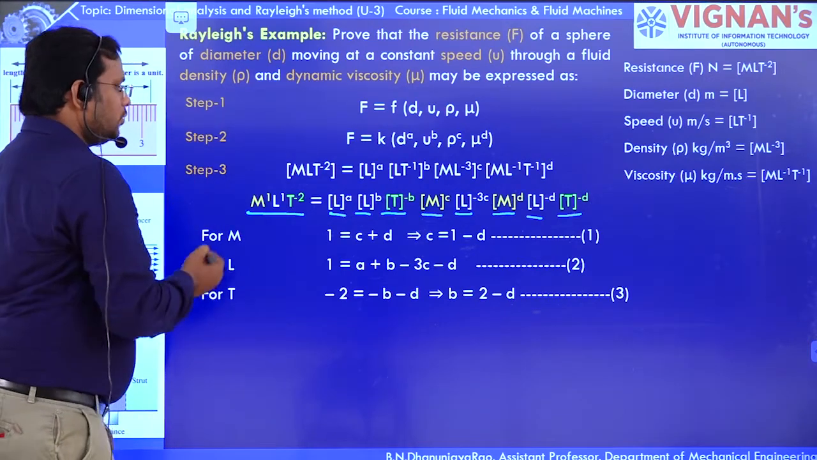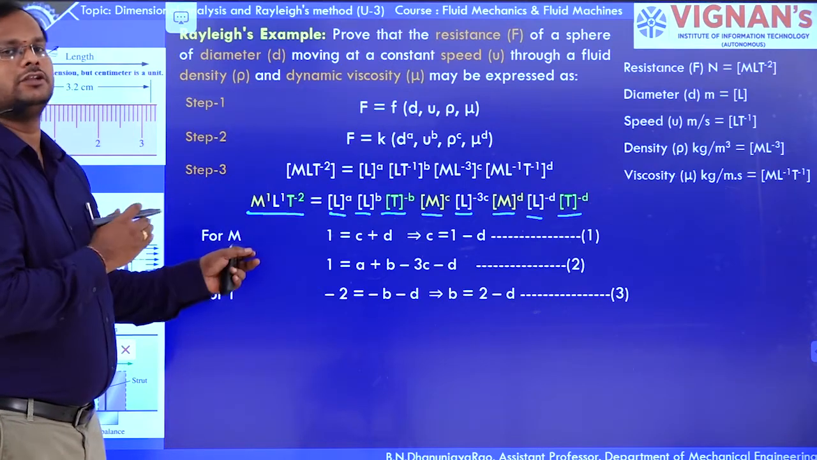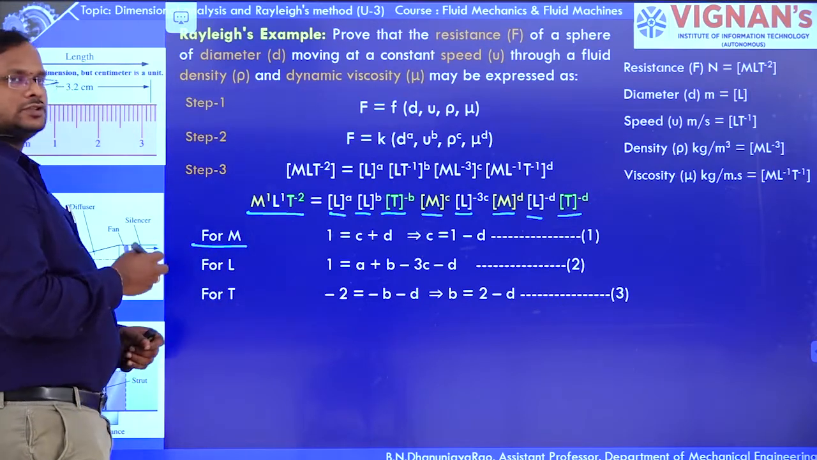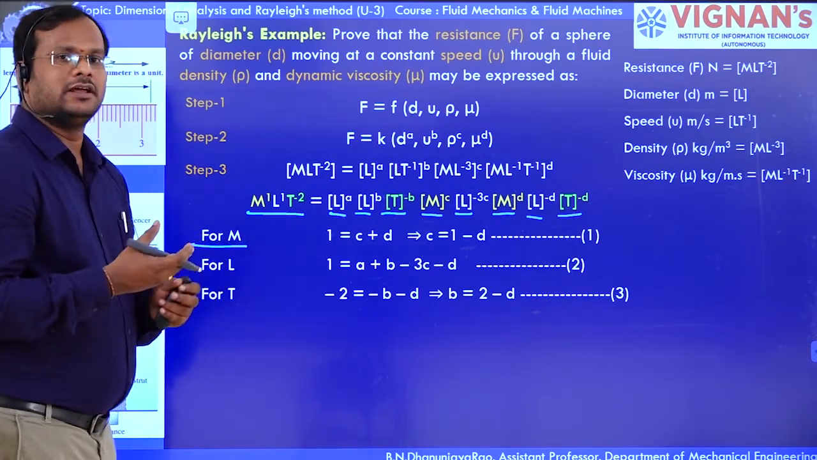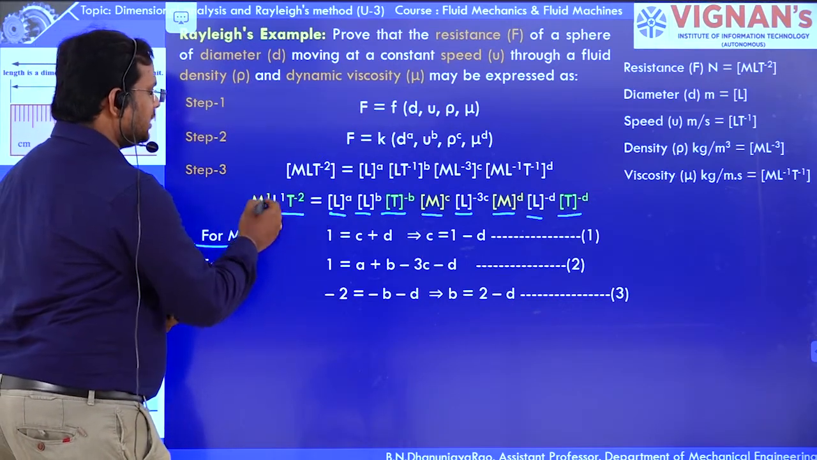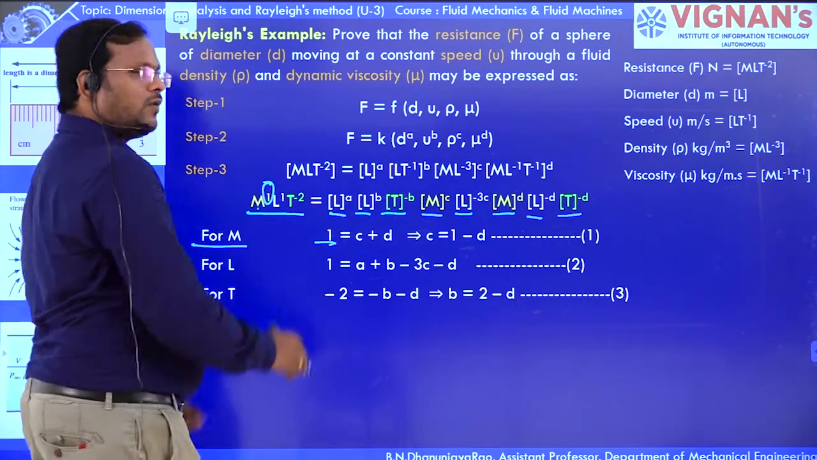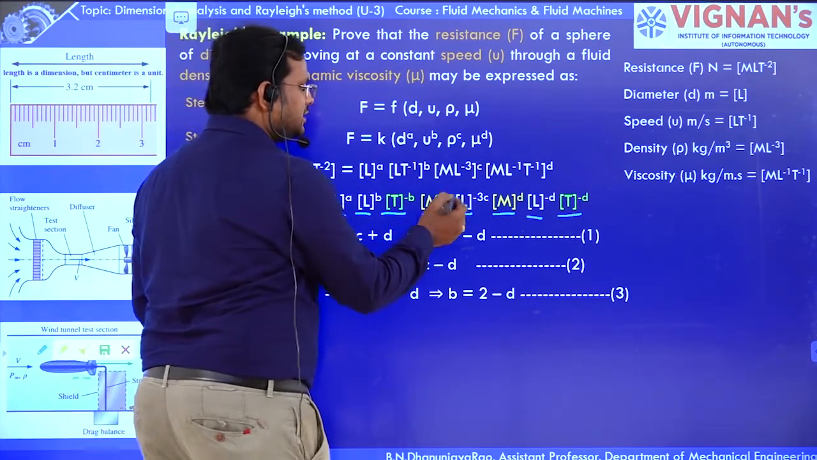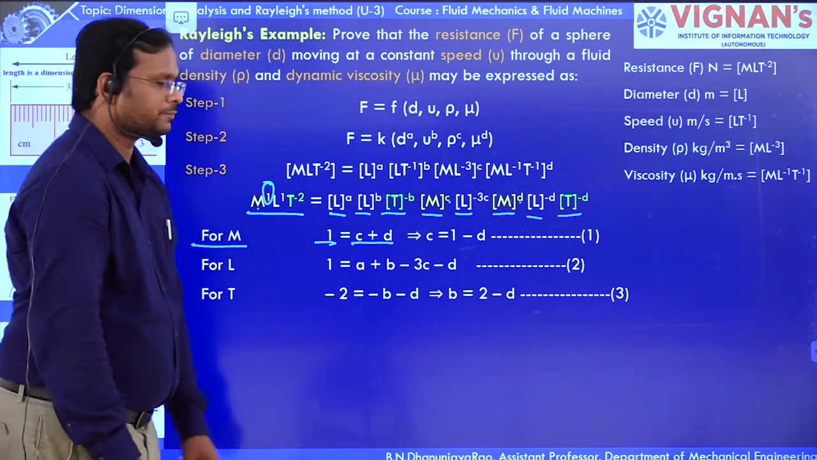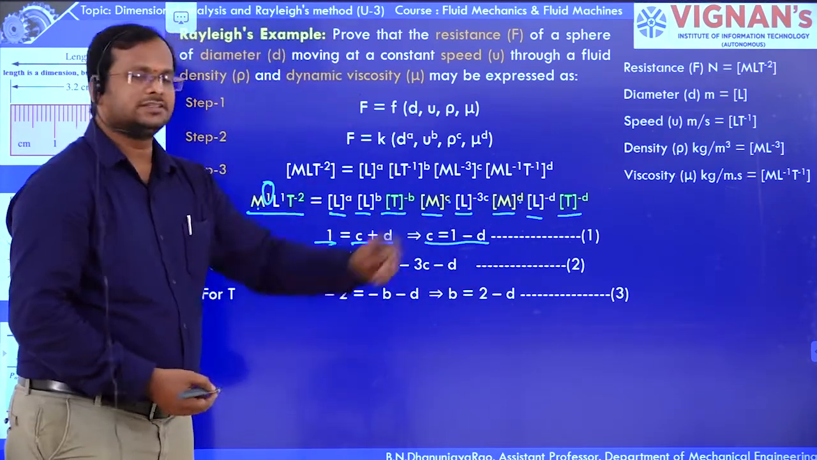Now we can solve by taking all the M values together, all the T values together, all the L values together. For easy understanding I marked M with yellow color. What is the left hand side value for M? There is 1 here. What about the right hand side? There is a C, there is a D, so 1 is equal to C plus D. So C is equal to 1 minus D. Here it is equation 1.